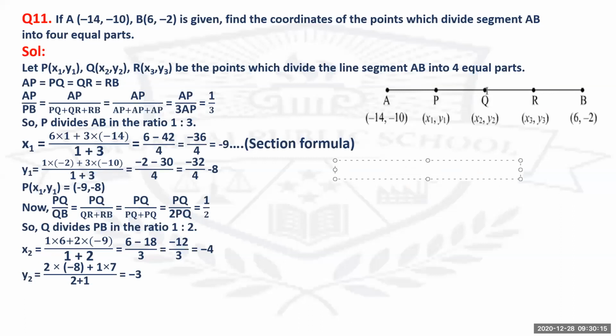See now, Q is going to be the midpoint of line segment AB. So instead of finding Q with the help of the section formula, what I've done now, you can apply the midpoint formula and you'll get AQ equals QB. Understood? So because of this, you'll get Q is the midpoint.